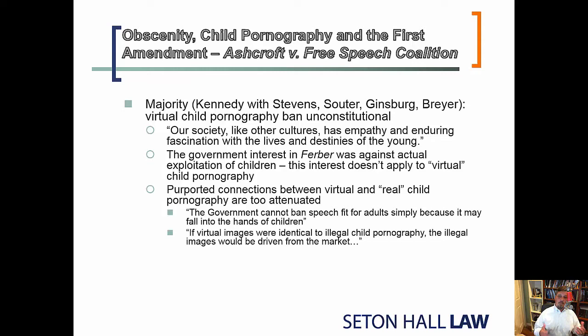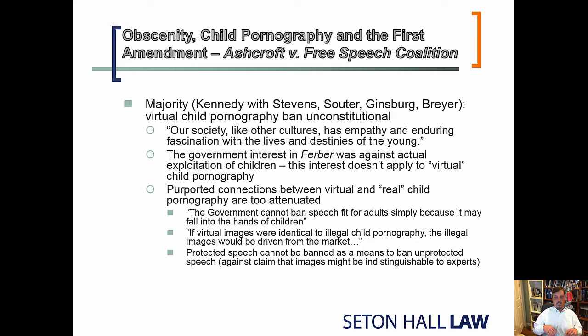There was also an argument that the virtual images are so close to the real images that they feed the same kind of market, and the majority says, well, if they were really that good, then actually the illegal images would be driven from the market. Everybody would just use virtual. In effect, what the majority is saying is the virtual images really aren't that good. Most of them don't even really look like real children. Now, remember, this is a case from the 90s. The imaging technology has gotten significantly better since then. But here's what the court says then.